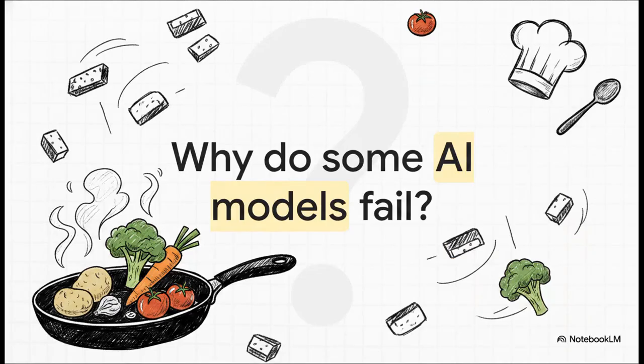So think about this. Why do some incredibly advanced AI models just completely fail or take days to run without giving us a good answer? Well, feeding an AI massive, raw data sets is literally like throwing unwashed, unpeeled, whole vegetables directly into a frying pan and expecting a Michelin star meal to just magically happen. It really doesn't work. The AI, just like the pan, simply gets bogged down.